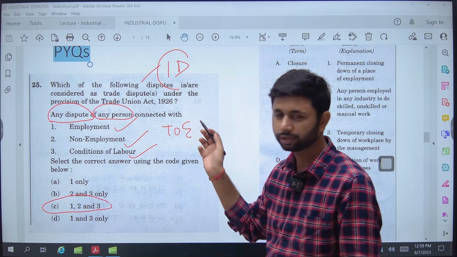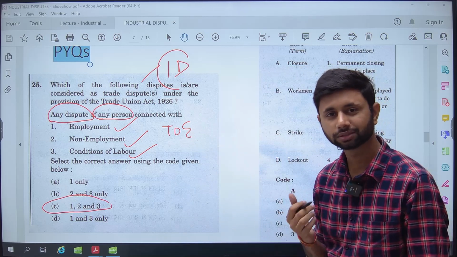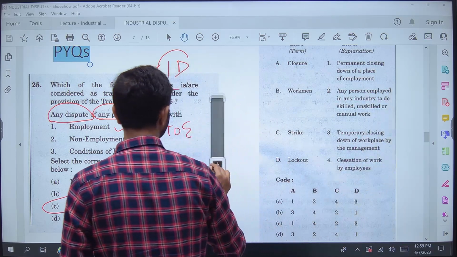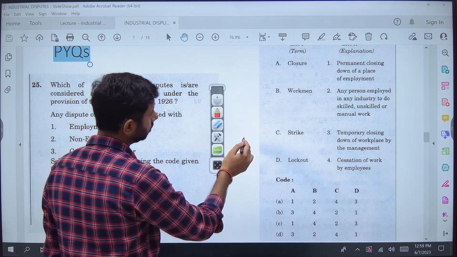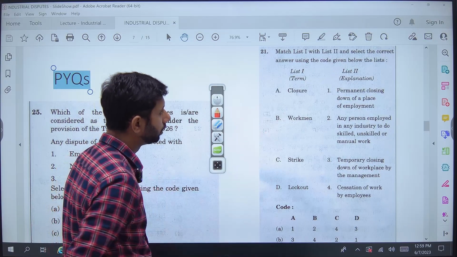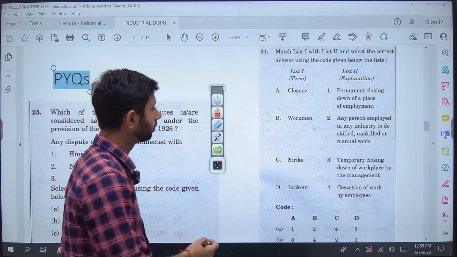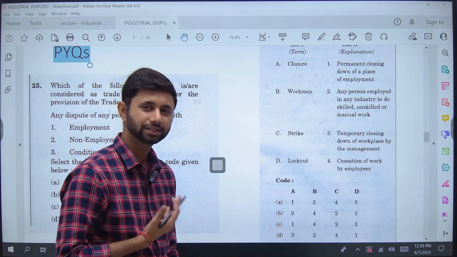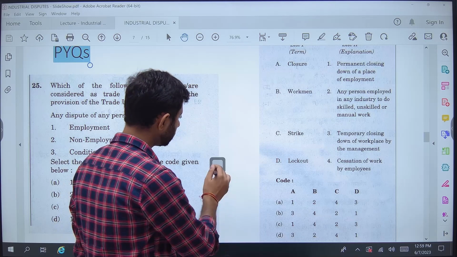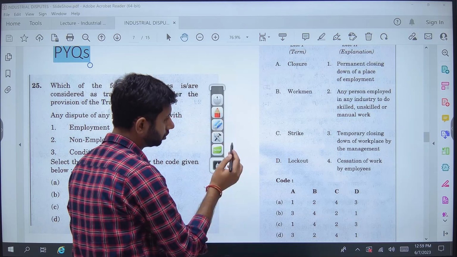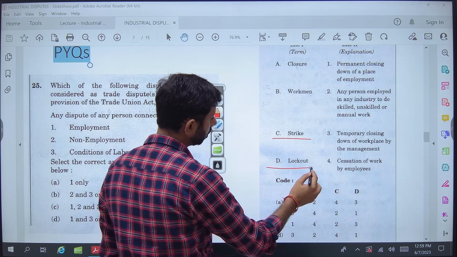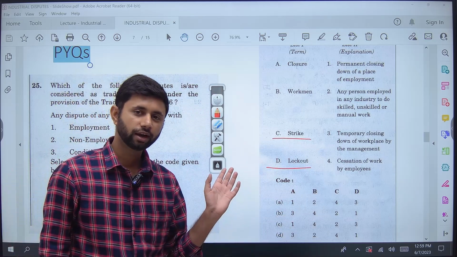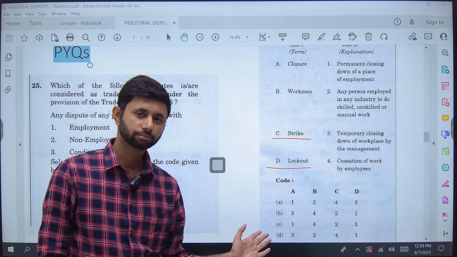So similarly, the next question which you will do is also a basic interpretation of the concepts we've discussed. Do this question. Match list 1 with list 2. It's a match the following question. Term and explanation. See, basic term and explanation of it. I have explained to you strikes and lockout. If you can find the right answer for C and D, you will be able to pick the correct option.